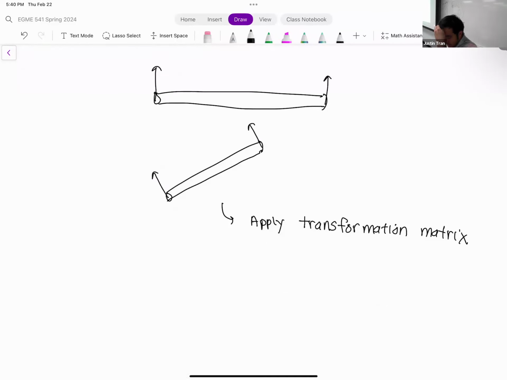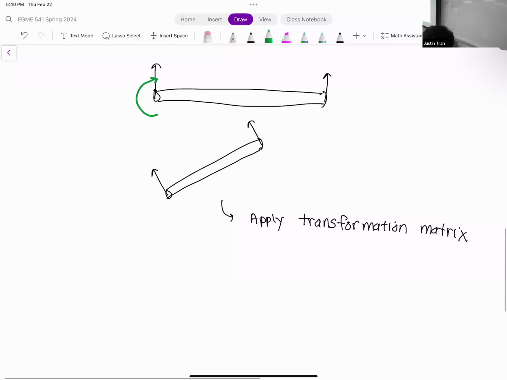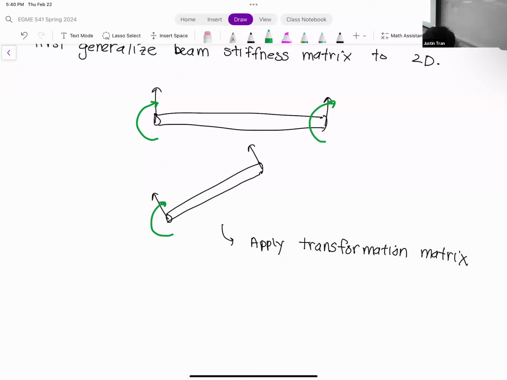The interesting thing about this, though, is that unlike the truss element, the beam element involves rotations. And the interesting thing about rotations is that they're unitless, the way that we measure rotations is without units. Since they're unitless, no matter how we rotate our coordinate system, the rotations are always going to be the same. So we actually don't need to apply a transformation to the rotations.